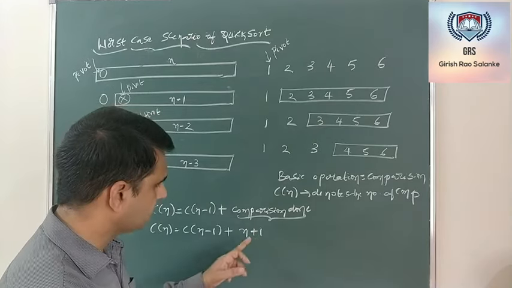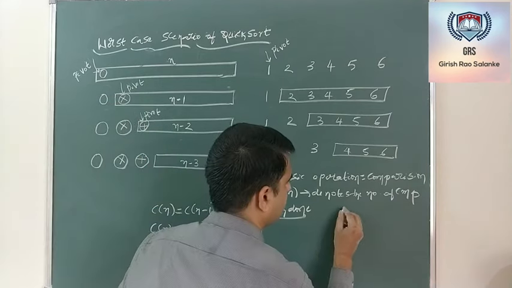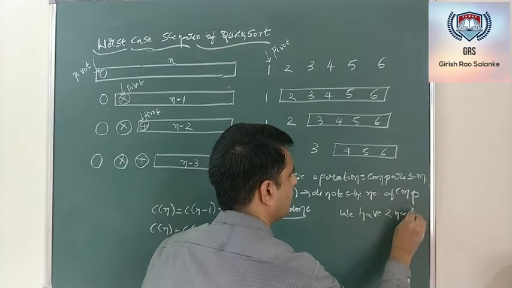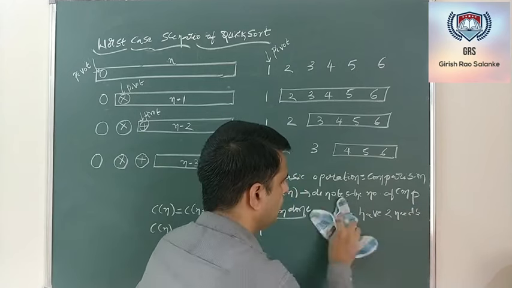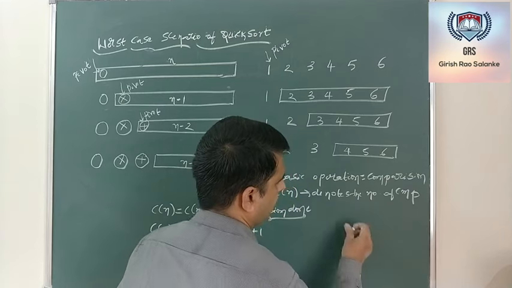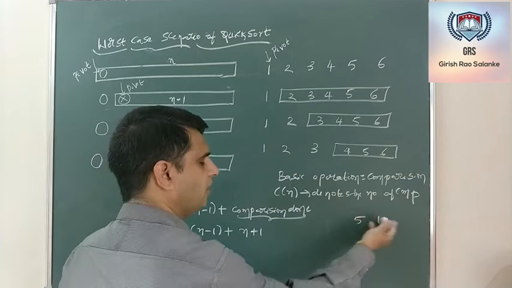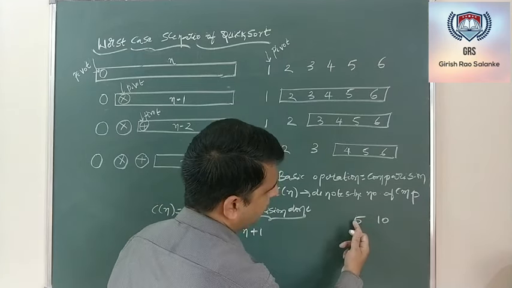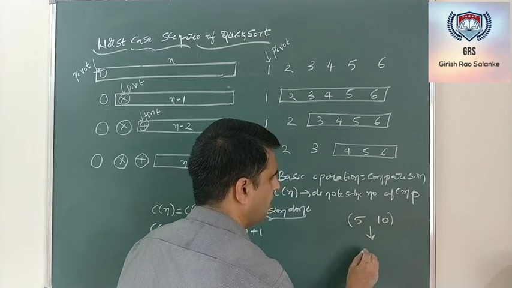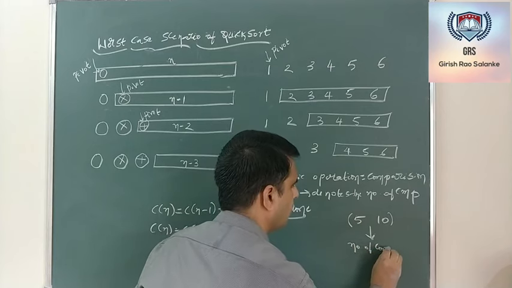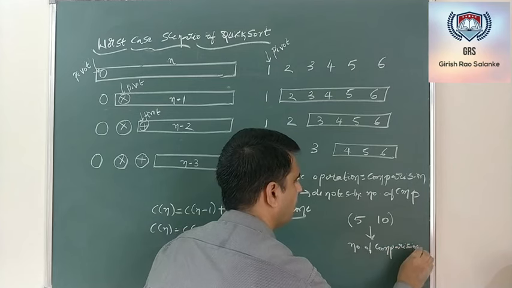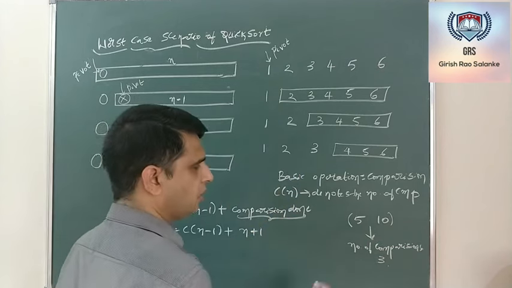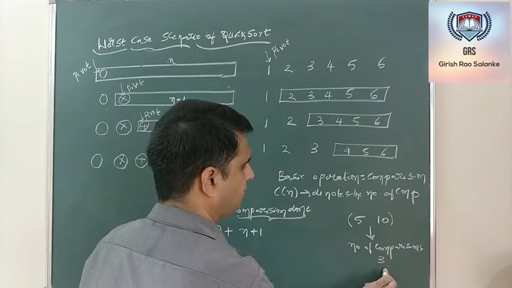Now, please note that when we have two elements, say 5 and 10, it is already sorted. Now if I call a partition on this, after doing one partition, the maximum number of comparisons is n plus 1. The number of elements was 2, so it is 3 comparisons. For 2 elements which are already sorted, the maximum number of comparisons done is 3.